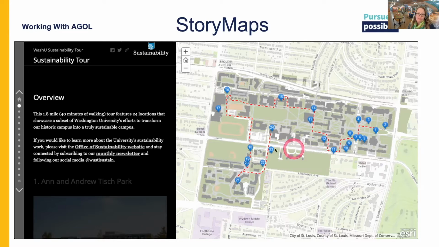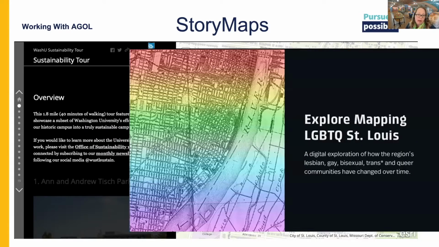A story map success story from the libraries is the Mapping LGBTQ St. Louis application, which has recently undergone a massive transformation from the older legacy AGOL web application style to the modern story map template. So I encourage you to check that out if you get a chance. And these slides, which will be distributed, have links to all of these examples at the end, so you can check those out for yourself.